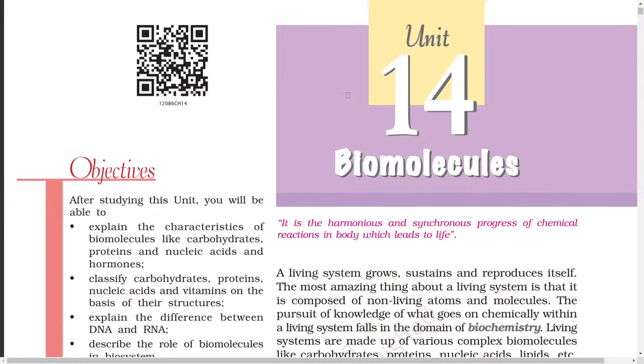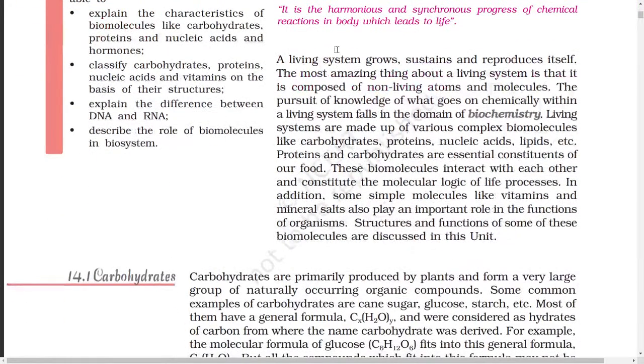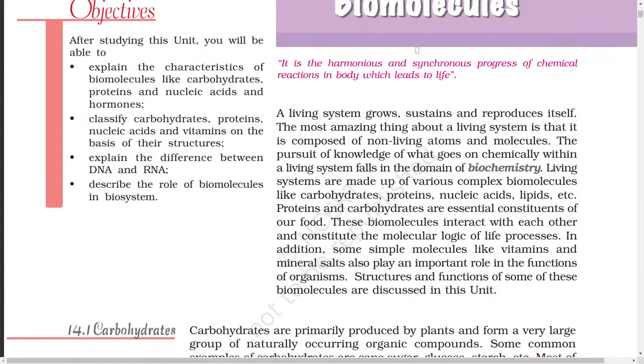Biomolecules. Chapter 14. Biomolecules. It is the harmonious and synchronous process of chemical reactions in our body which leads to life. Our living system grows, sustains, and reproduces itself. The most amazing thing about a living system is that it is composed of non-living atoms and molecules. The pursuit of knowledge of what goes on chemically within a living system falls into the domain of biochemistry.